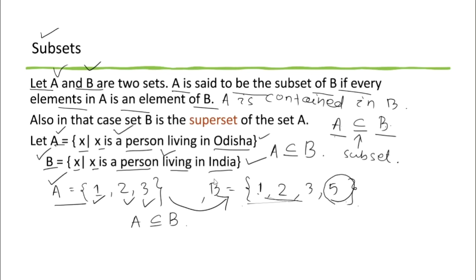So we call B the superset of set A, because in a superset there must be an element x belongs to B such that x does not belong to A. There must be one extra element in the superset that is not in the set. So this is the concept of subsets and supersets.